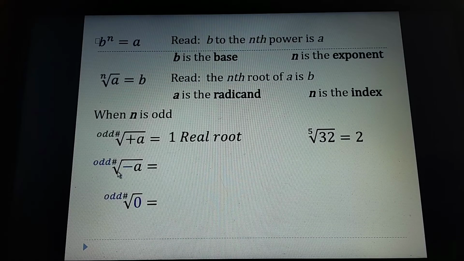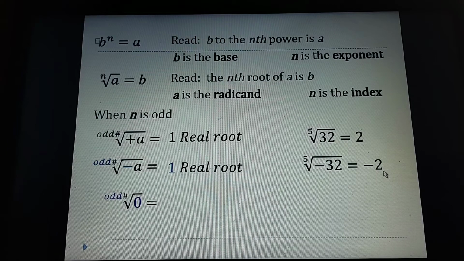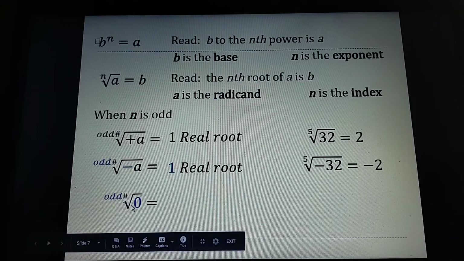So when we look at this situation with an odd index and a negative radicand, it's still going to have one real root. And this time the sign of the answer will match the sign of the radicand. This is because when you multiply a negative number by itself an odd number of times, you're always going to have a negative left over, so you can have a negative answer. And the odd root of 0 is going to have one real root. It's always going to be 0.